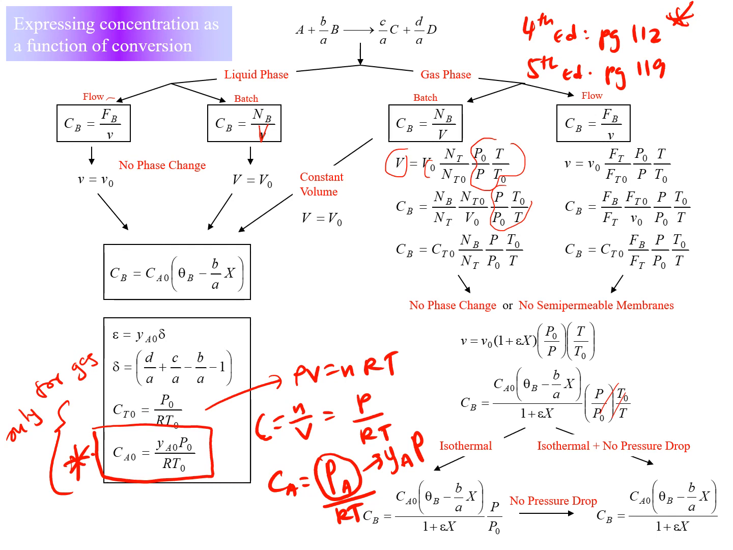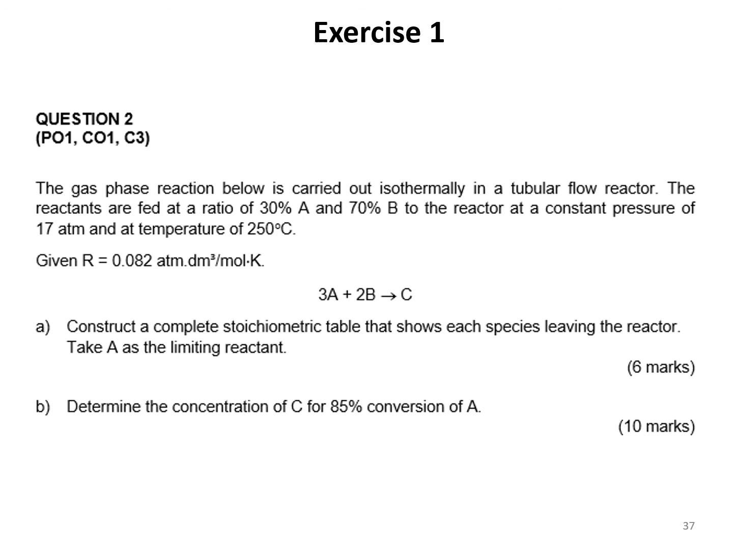Okay, remember we have epsilon is equal to yA naught times delta, and then we have CT naught is equal to P naught over RT naught. So CA naught, you can change by using yA naught, because yA naught is equal to CA naught over CT naught. So the concentration of the gas will be different depending on the composition of the gas lah. Okay, let's do some exercise.